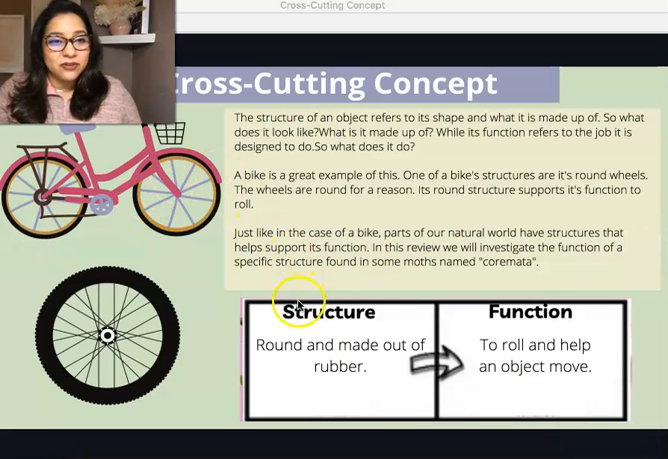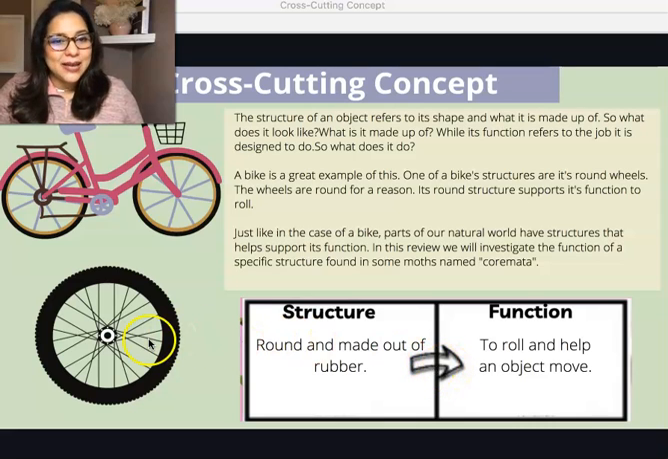On this page, I have included a graphic organizer because I find them super helpful. So the first column has structure. The second column has function. And if you look at it carefully, you'll notice there's an arrow in the middle. And that's because it's important to note that the structure of something supports its function.